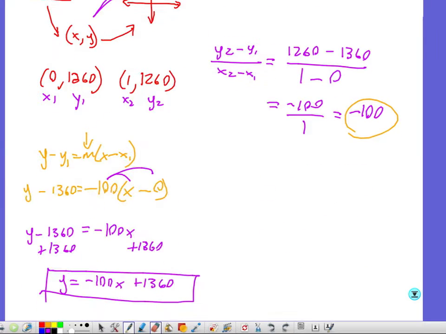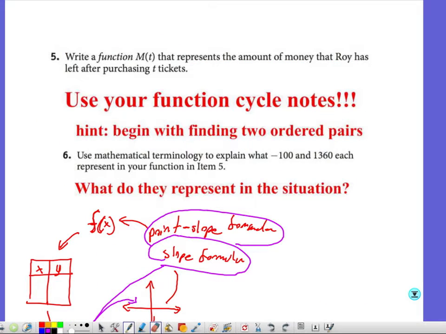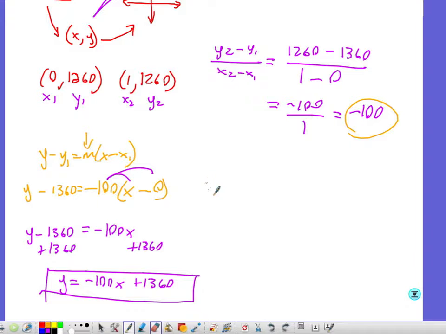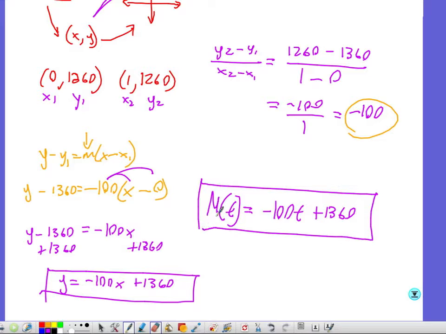Now, we want to use this notation here to keep our answer consistent. So the final answer is m of t is equal to negative 100. Since we're using the variable t, it's going to be negative 100t plus 1360. Here is the final answer right there.